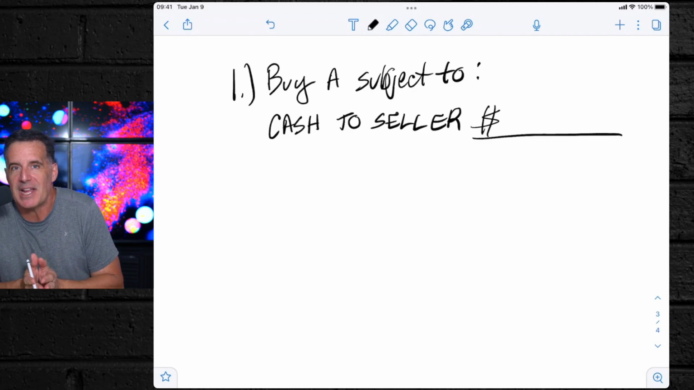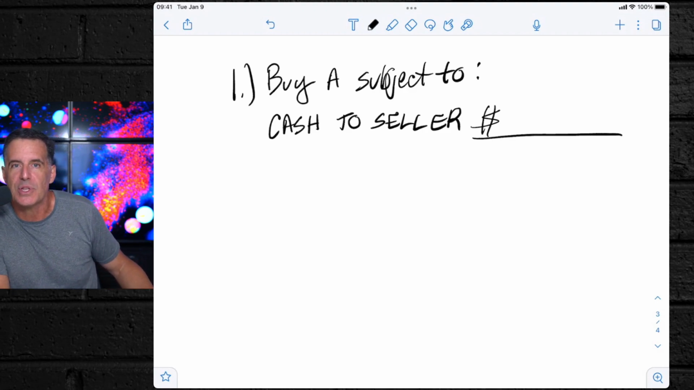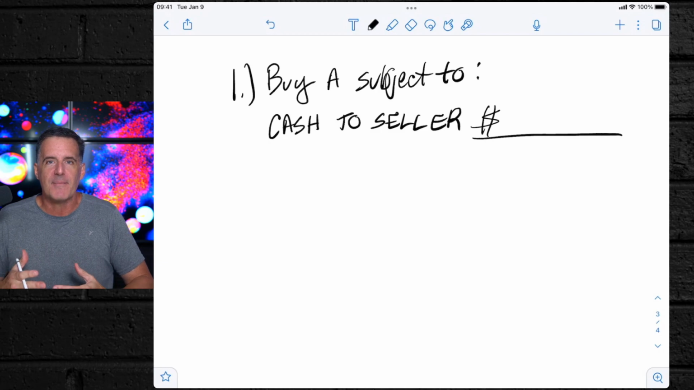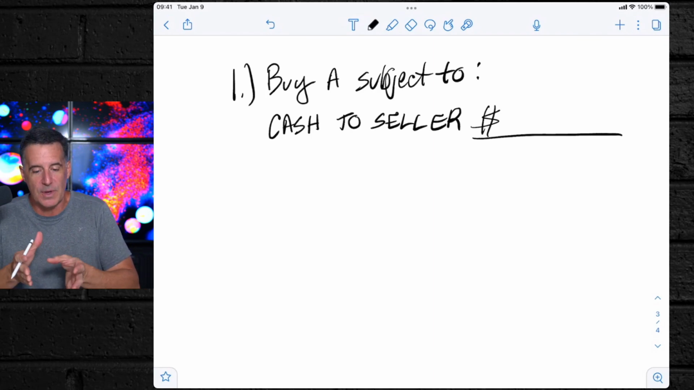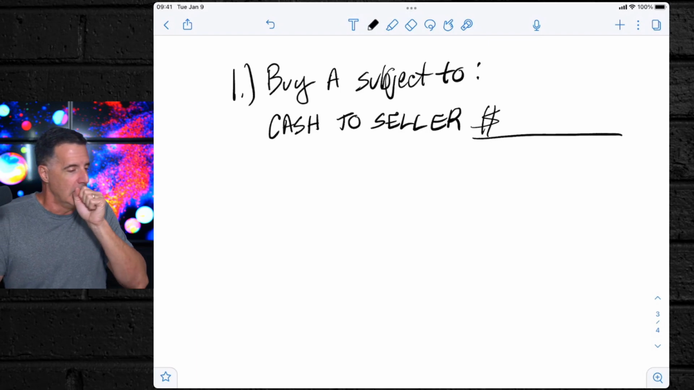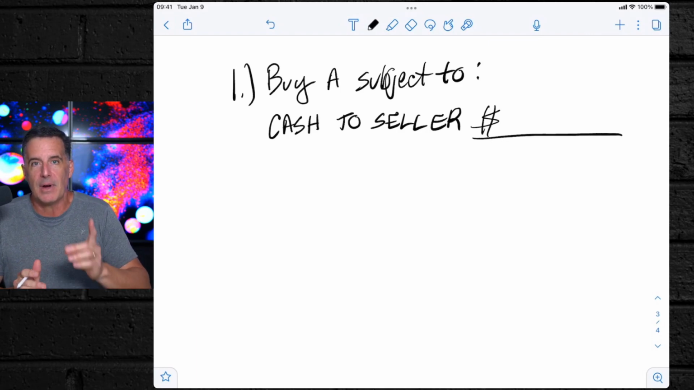Because here's the secret, guys. The money you're going to give to the seller, it's not your money. It's going to be your end buyer's money if you do this right. So stop freaking out if you don't have money on this. I'm going to show you exactly how this works, because when you enter into your subject to agreement, part of your conditions is you have 30 days to come up with this down payment to the seller. Why? Because that gives you 30 days to go find an end buyer to pay that money.